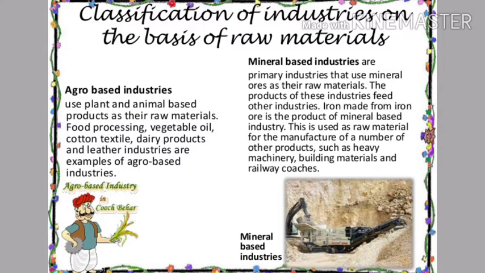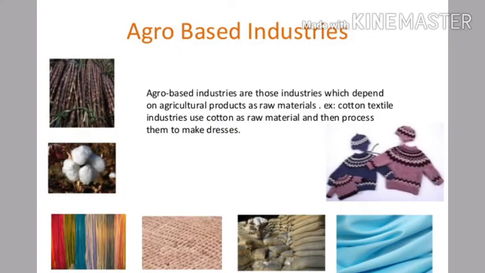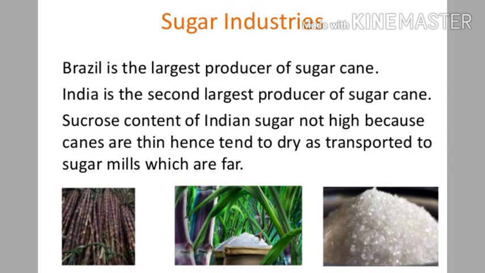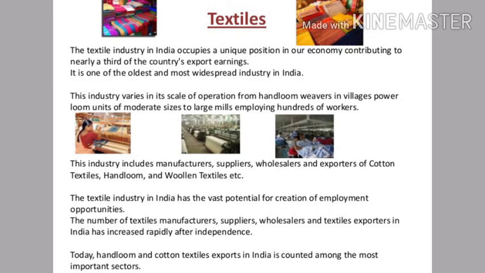First we will see what is agro-based industry. These industries utilize agricultural products as raw material to make finished products. Cotton textile, sugar, vegetable oil, food processing, dairy products and leather industries are a few examples of agro-based industries.